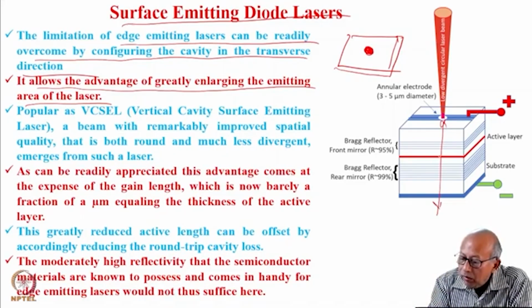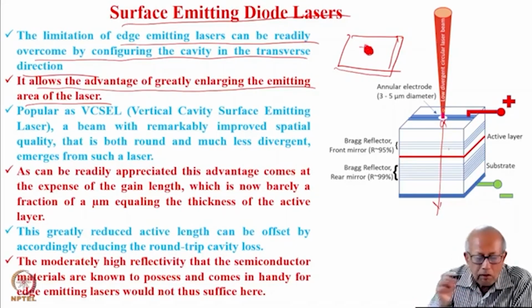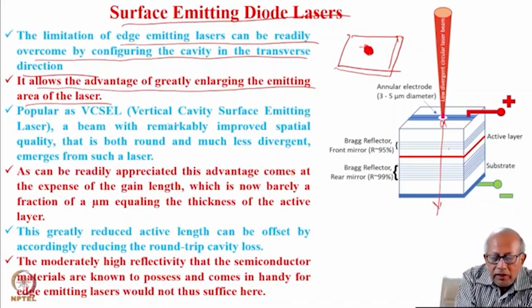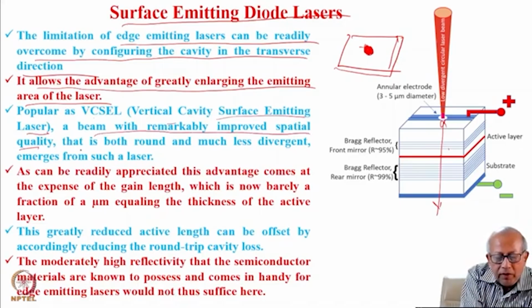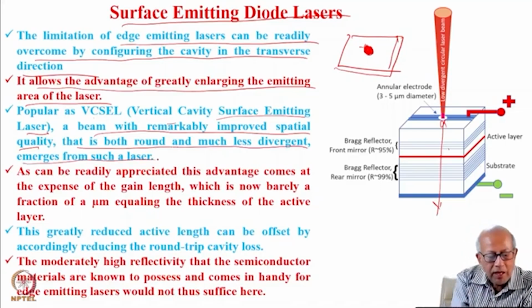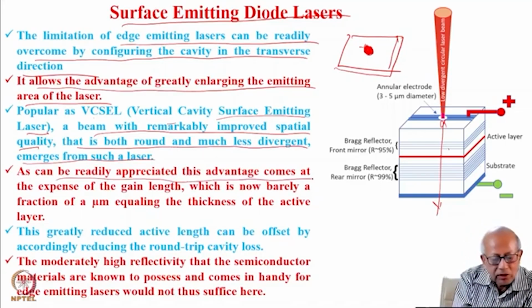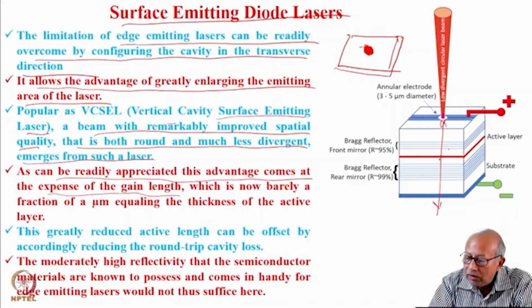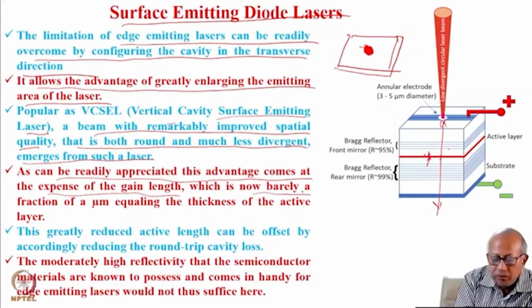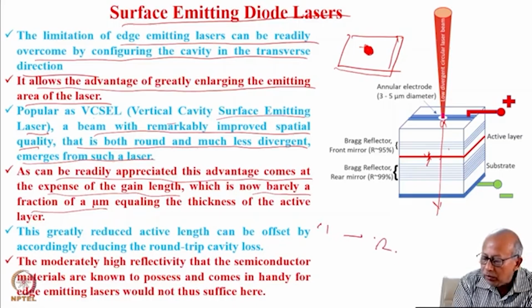So the lasing would occur over this. Popular as vertical cavity surface emitting laser, a beam with remarkably improved spatial quality, both round and much less divergent, emerges from such a laser. As can be readily appreciated, this advantage comes at the expense of the gain length, because gain length is just this thickness, which is barely a fraction of a micrometer, 0.1 to 0.2 micrometer, equaling the thickness of the active layer.